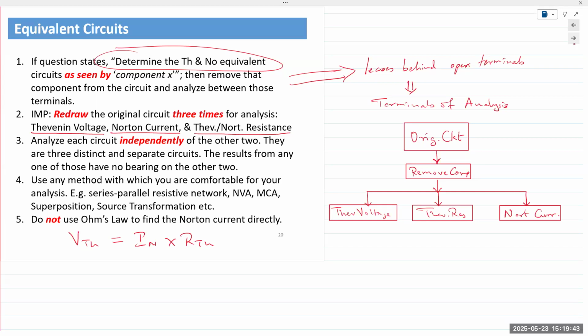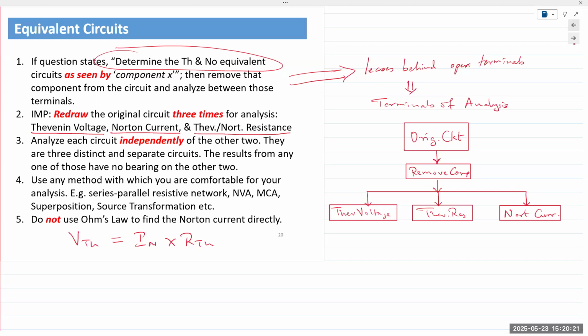So we analyze the circuit 3 times and determine the Thevenin resistance, Thevenin voltage, and the Norton current. I absolutely do not want anyone to use Ohm's law to directly determine any one of those quantities. You can use Ohm's law as part of your analysis, but not as a direct shortcut. Does everybody understand the difference of what I'm trying to say?